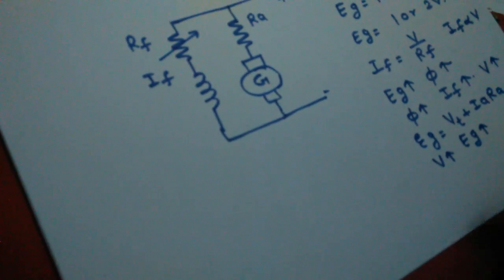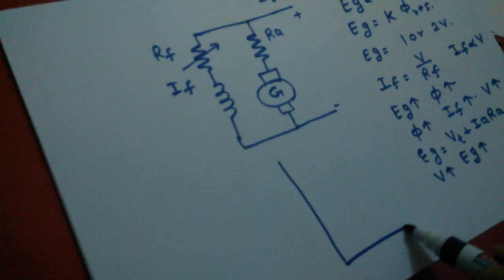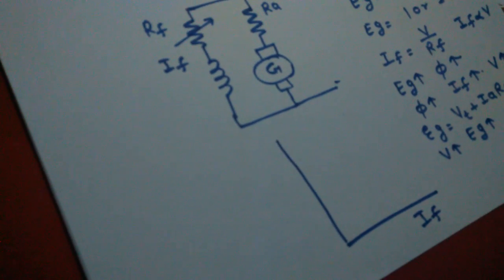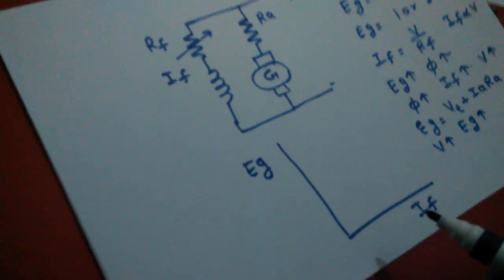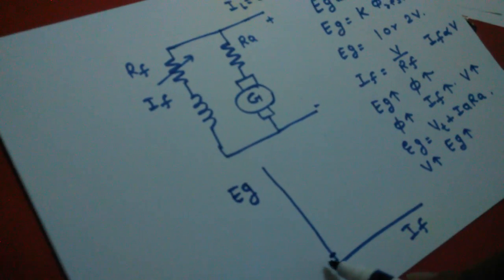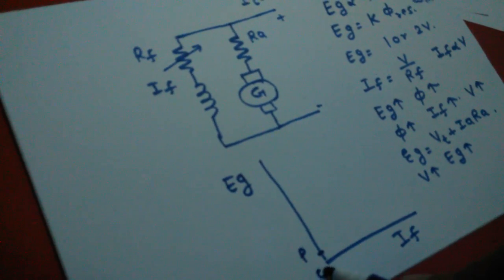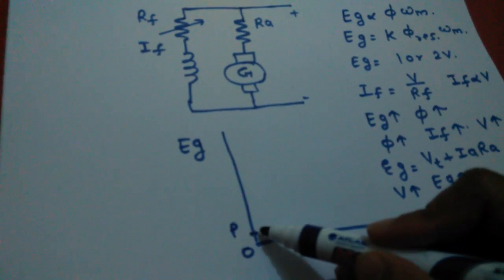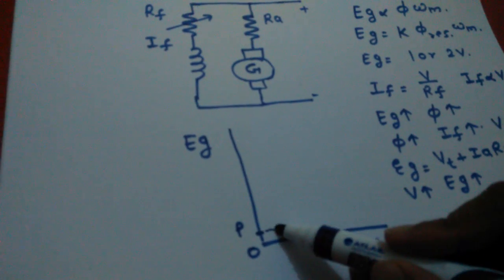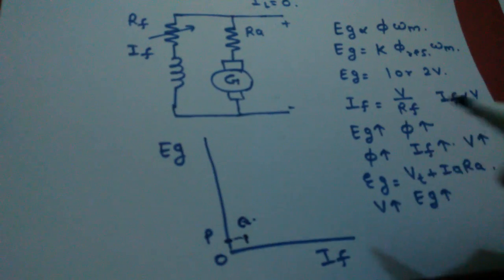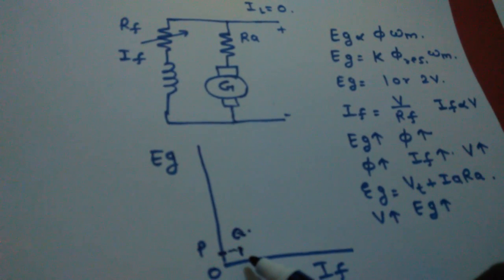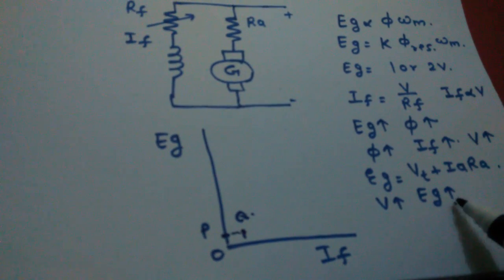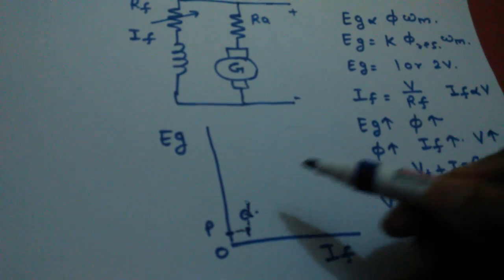Now we can understand the characteristic of this voltage buildup phenomenon from this graph. The x-axis is the field current IF, and the y-axis is the generated voltage Eg. From this characteristic we can say the 1 or 2 volts start from here, point P, and this is the origin O. So when OP is 1 or 2 volts, because of this the field current is increased in the direction of X. So we get the point Q. Again because the field current is increased, V is increased. As V is increased, Eg is also increased, so the point will extend towards the point above.